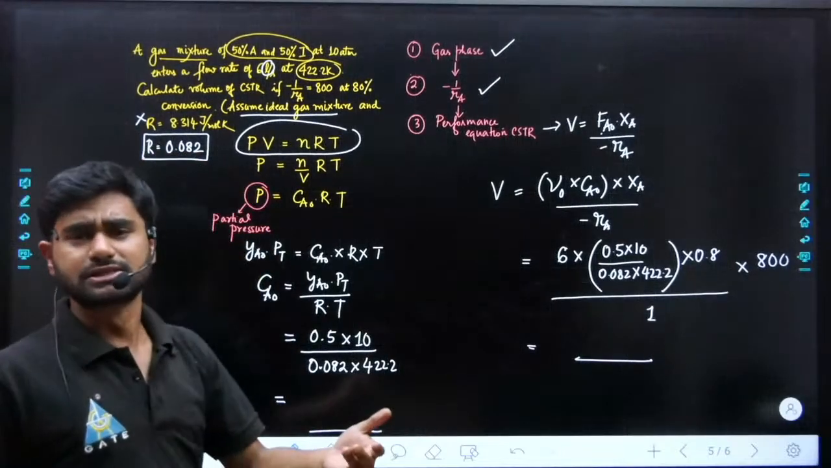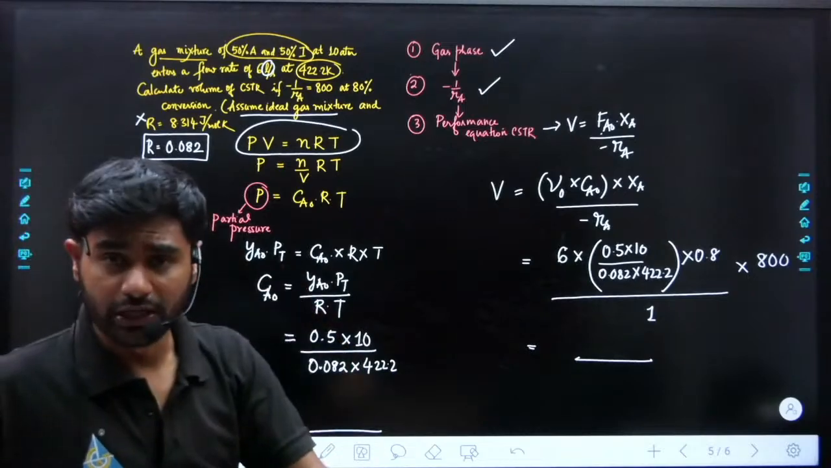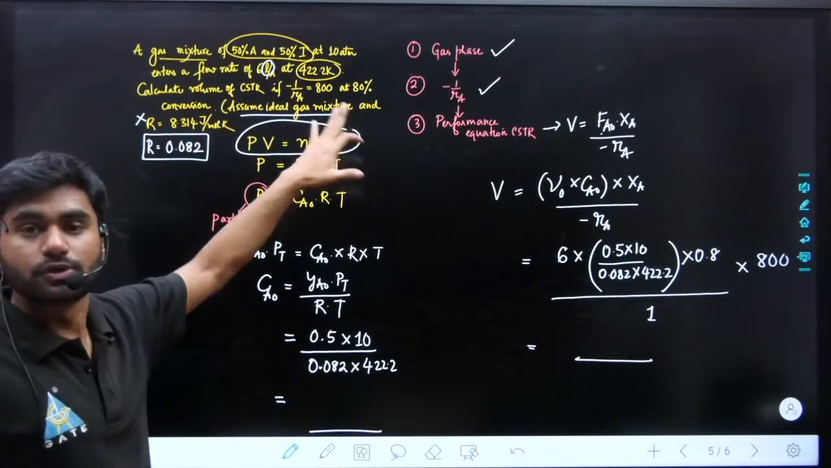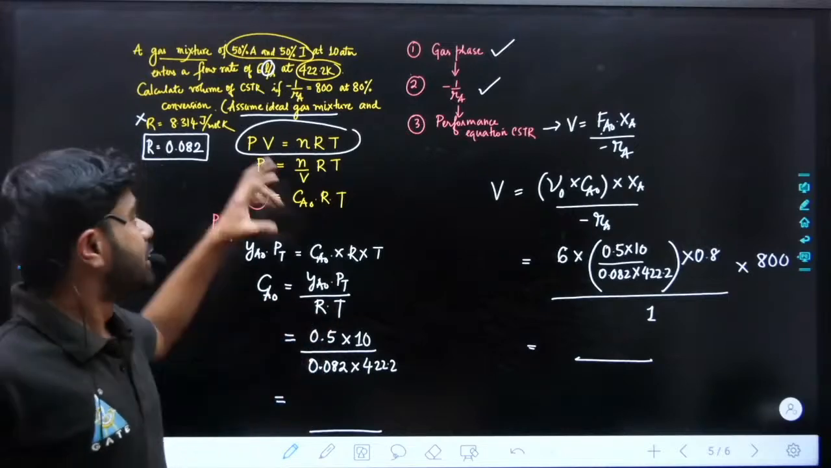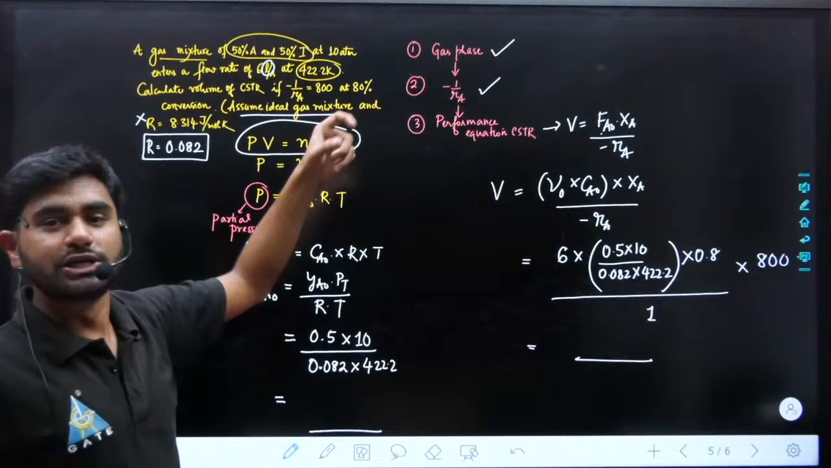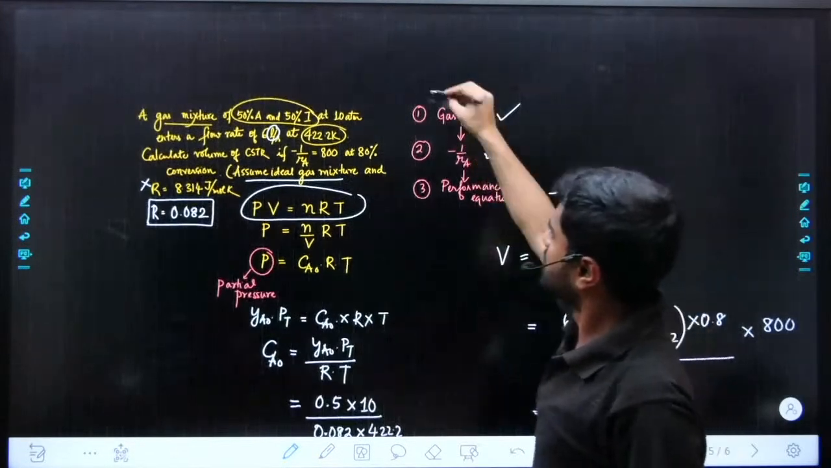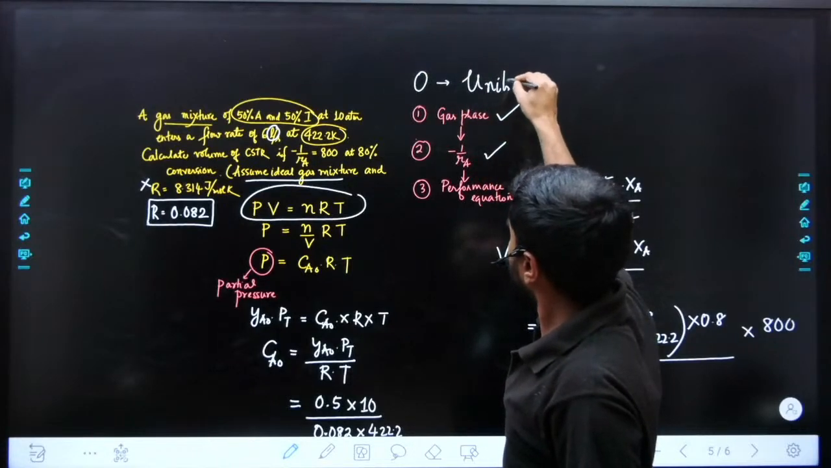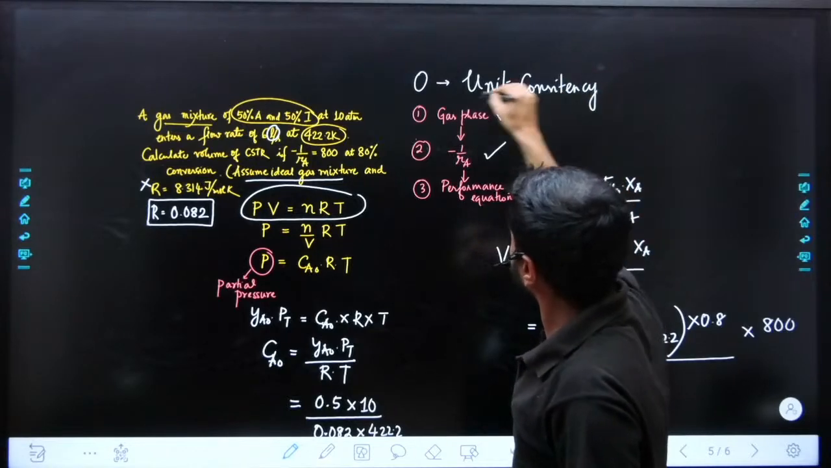In those statements itself, we need to make sure the R value is taken as 0.082. Why? Because the units are in liters and atmospheres. So accordingly we need to make sure that the R value is written correctly and everything is consistent. Before we start these steps, we need to make sure units are consistent. So the 0th step is units consistency. Units consistency plays a very vital role.